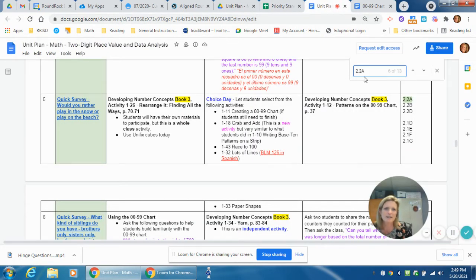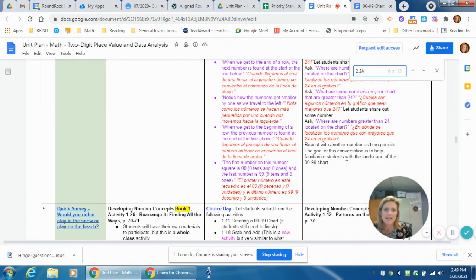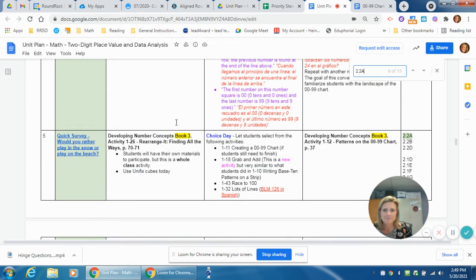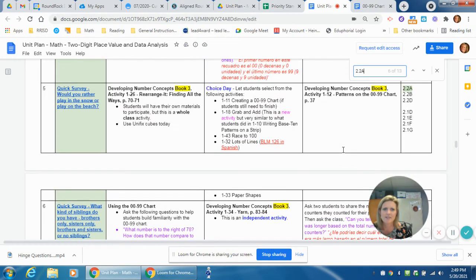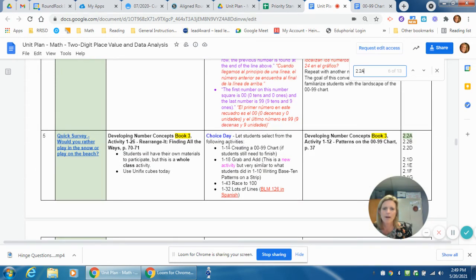And I just did a quick little search to find 2.2a, and as you would guess, it's all over the place. So at the beginning of the unit, a few days in, you'll notice that there is one particular lesson where we start to have some choice days. And one particular lesson that it suggests is Activity 1-12, Patterns on the 100 chart, 0 to 99 chart.